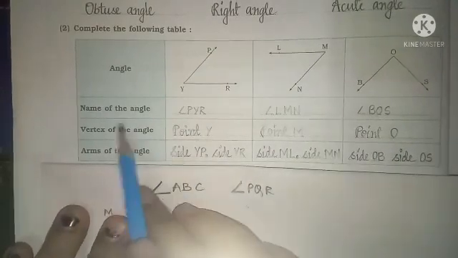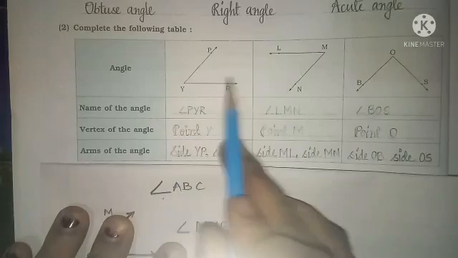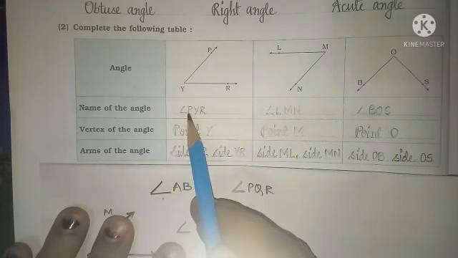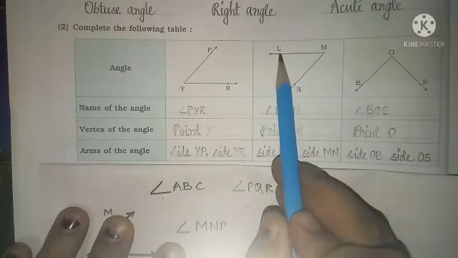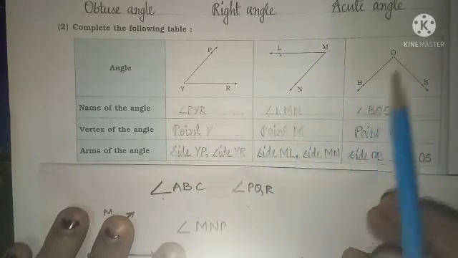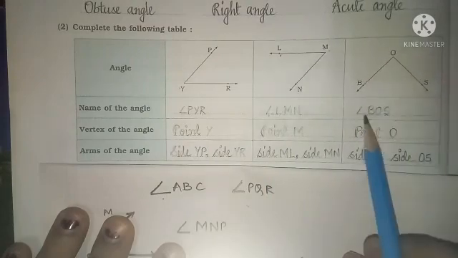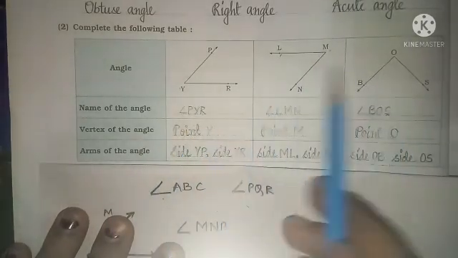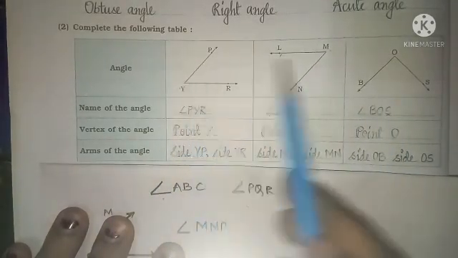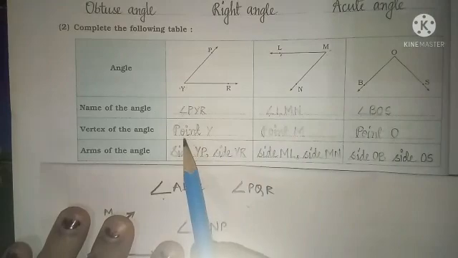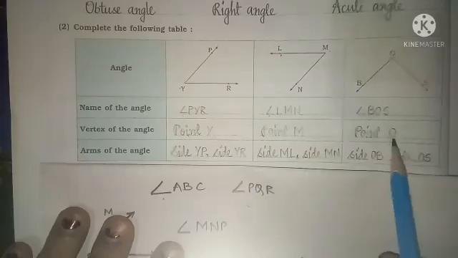Now they are asking the name of an angle. Here three figures are given. So let's name them. Angle PYR. Here angle LMN. So I have written it as angle LMN. Here angle BOS. Now what about the vertex? We have a vertex for all three figures. Here the vertex is Y. In this figure the vertex is M, and in the last figure the vertex is O. For writing the vertex we have to use the word point. Point Y, point M, and point O.